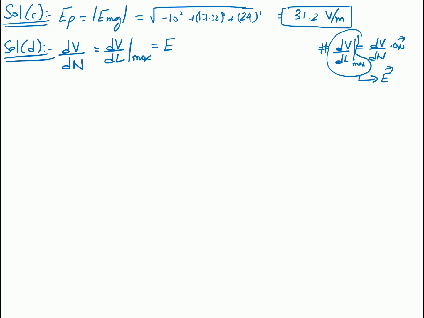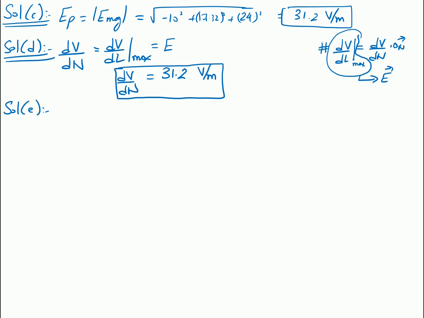This gives us the magnitude of E. So since magnitude of E is already proven in the previous part, this solution comes out to be 31.2, and this will be volts per meter. So this is the answer for dV by dN. So again the proof is important because the variations of voltage or the potential per unit length is varying, and this is the solution to the D part.